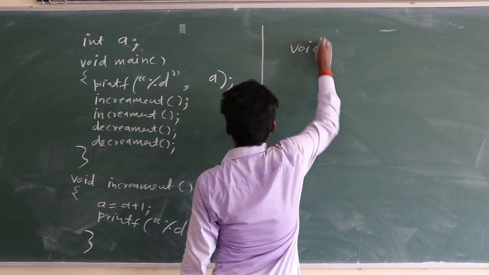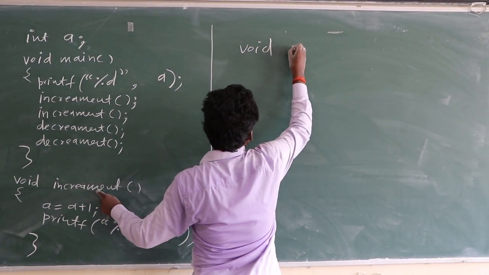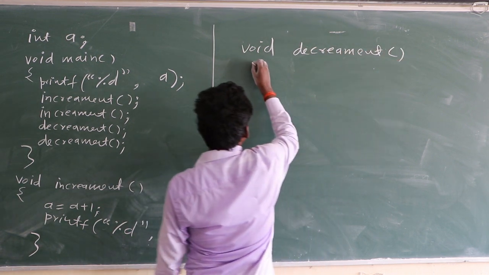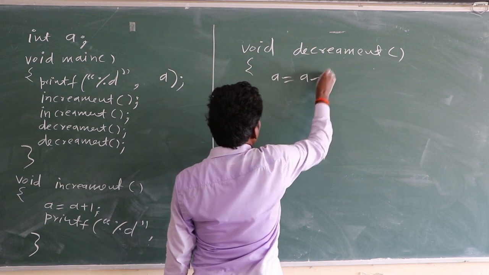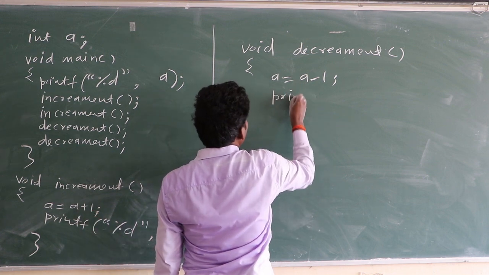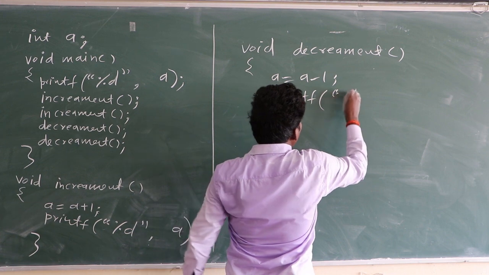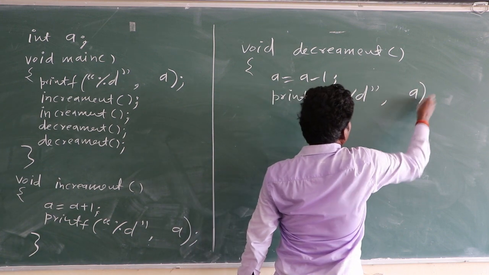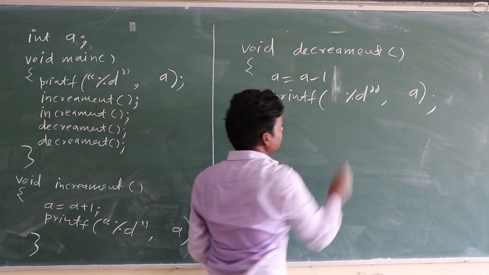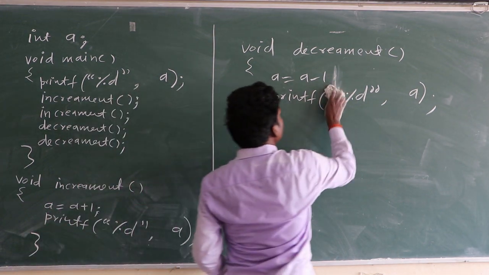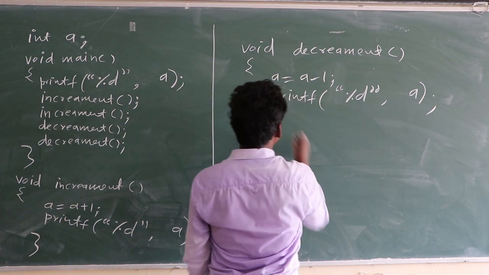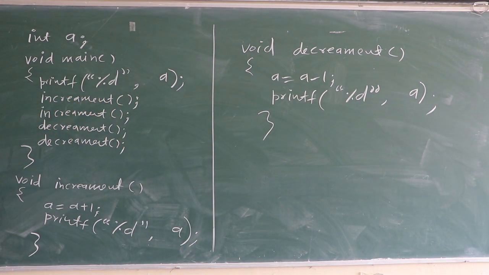Void decrement, this is increment. Now for decrement, void decrement, not increment. This function is defined here: a equal to a minus 1, printf %d a. So what will be the output?